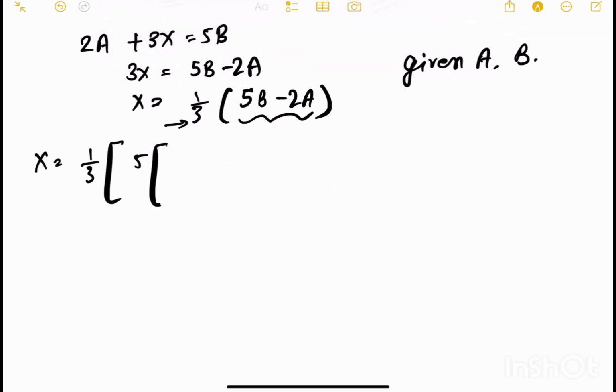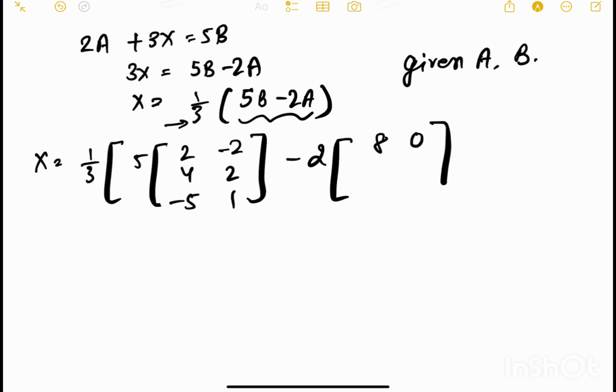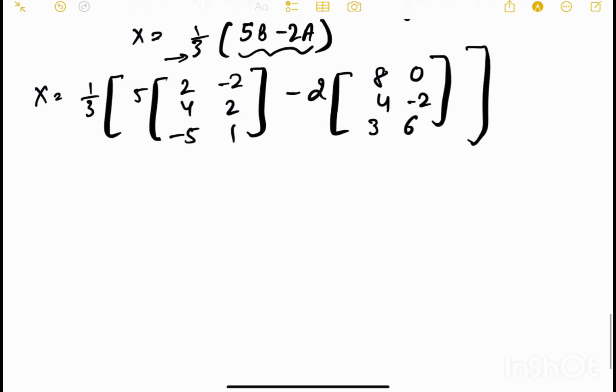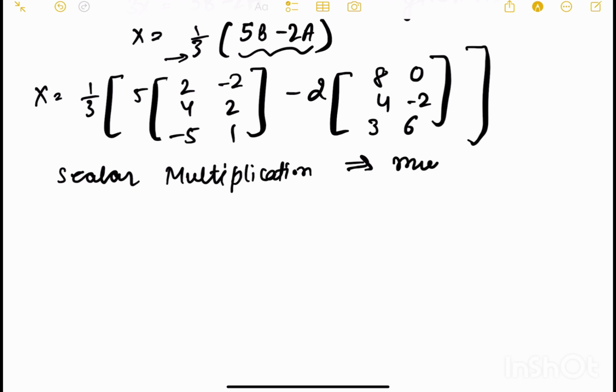Yeah, this is my B. So this is the expression I'm getting. Now what did scalar multiplication say? That you have to just multiply the scalar which is given to you to each element in the matrix.